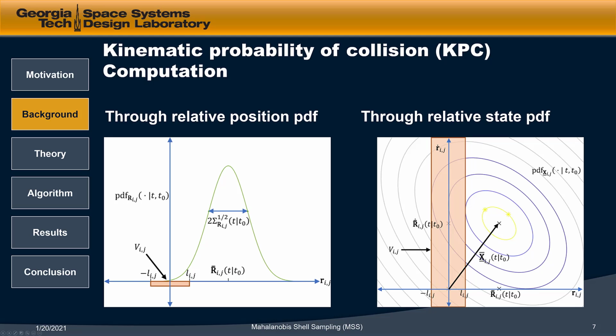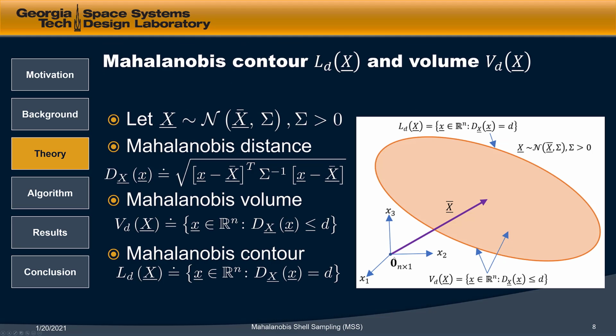On one hand, since the KPC only depends on the relative position, computing the KPC from the relative position PDF is not only correct, but it is a much more straightforward operation than computing the KPC from the full relative state PDF. On the other hand, if we are concerned with the dynamic evolution of the relative state, especially if these changes are quantified through a particle-based method, then it makes sense to compute the KPC from the full relative state PDF. Let big X be a normally distributed random variable.